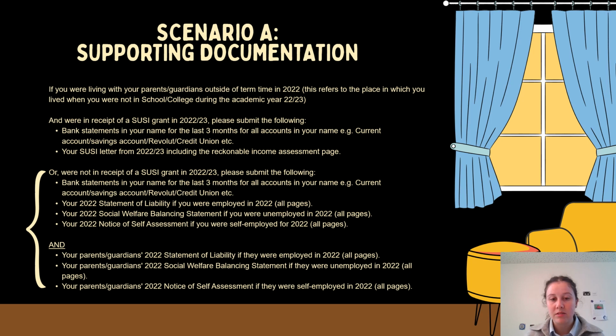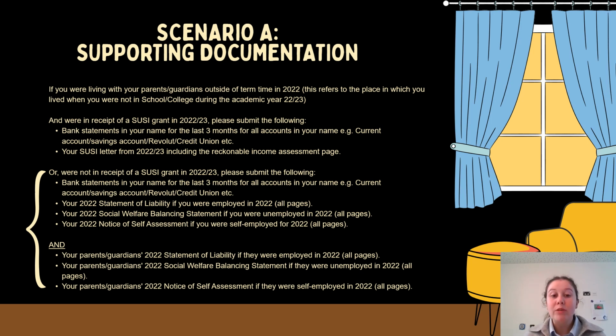There's two options within this scenario. It's really important to remember the documentation that I'm looking for for this accommodation bursary, the financial documentation I need, is from 2022. So if you were living with your parents or guardians outside of term time in 2022 and you were in receipt of SUSI for the 22-23 academic year, what I need from you is 3 months bank statements in all accounts in your name. So I want your current account statements, your savings account if you have one, if you have a Revolut, if you have a credit union. I want the bank statements for each of those accounts.